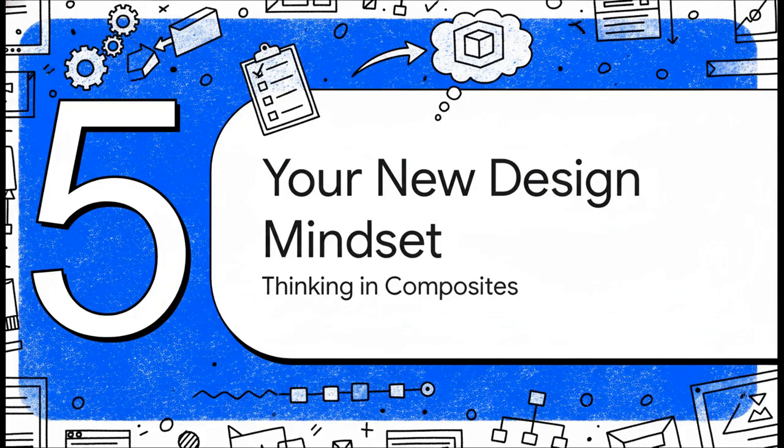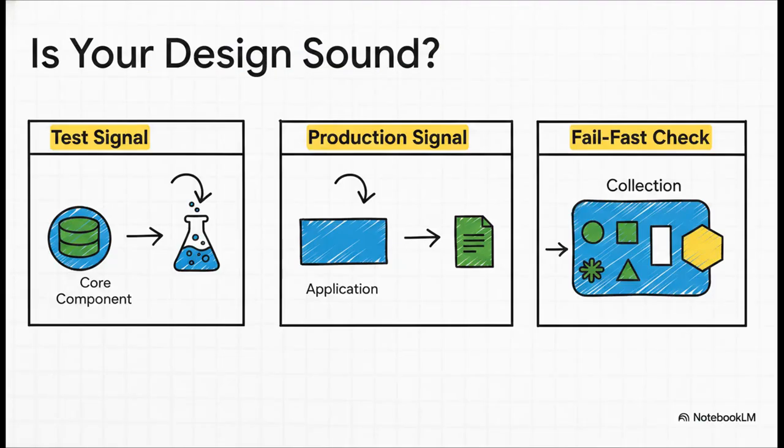So, we've covered the why and the how. Let's wrap this all up by turning these lessons into something really practical. A new mindset, a checklist you can use to start building your own systems this way. Here's a quick checklist for your own code. First, the test signal. Can you easily swap in a mock for one of your components? If the answer's no, your design isn't flexible enough.